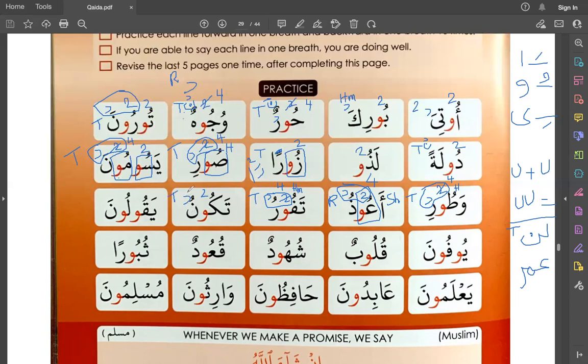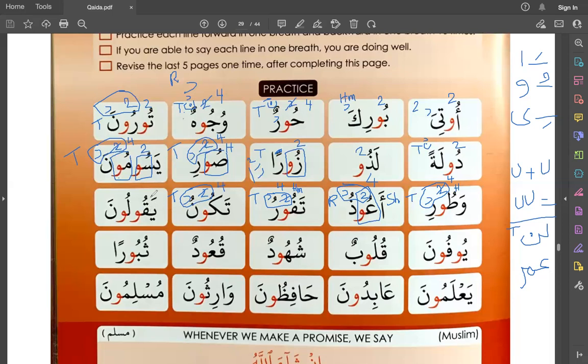So if you find temporary sukoon followed by a 2 counts long vowel, then this temporary sukoon will affect this 2 counts long vowel, which was right before it. Then it will change it into 4 counts. So how will you say? Takun. And with noon, you will give the wasat. Takun.